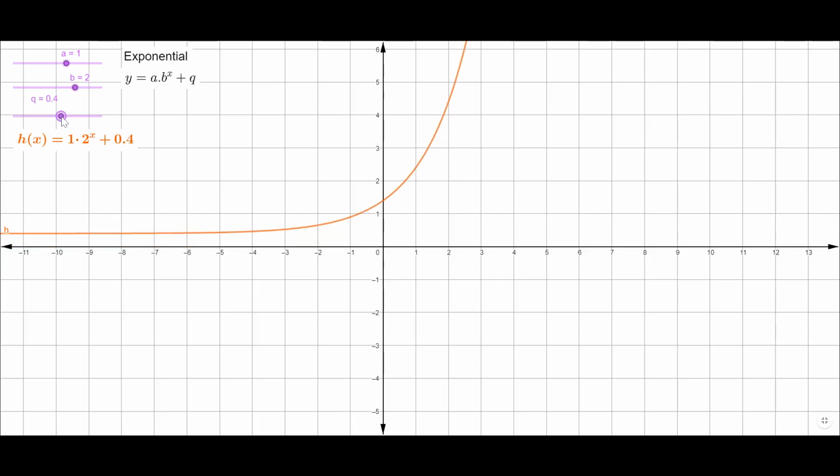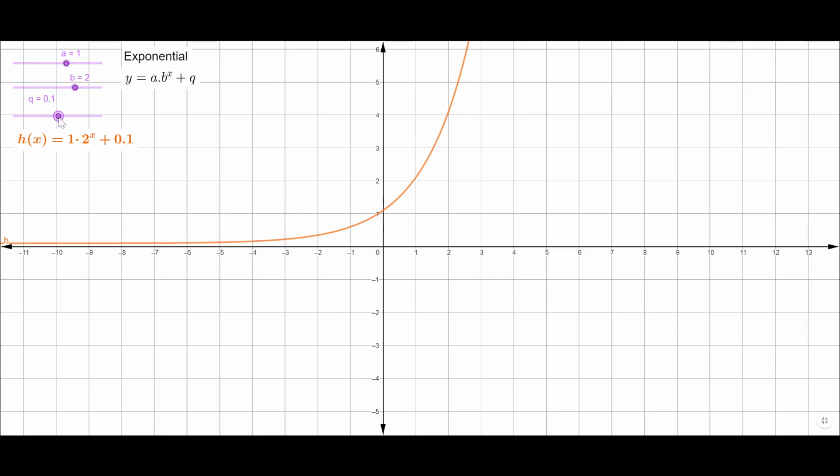Let's change the q. At the moment, my q is 1. If I made my q 1, then it means the whole graph moves 1 up. So my asymptote will be there. My asymptote will be at 1. And note there that my y-intercept is now at 2, where it used to be at 1 when my q was 0.